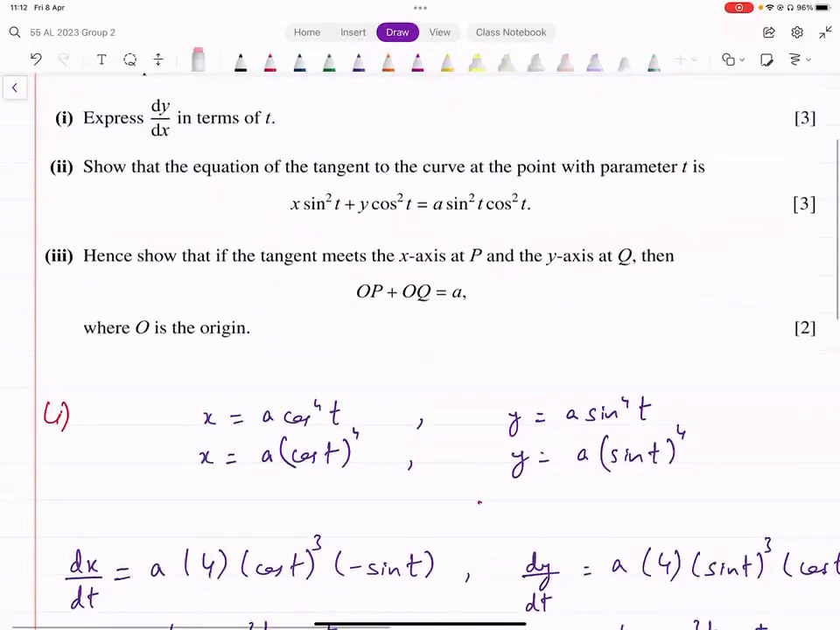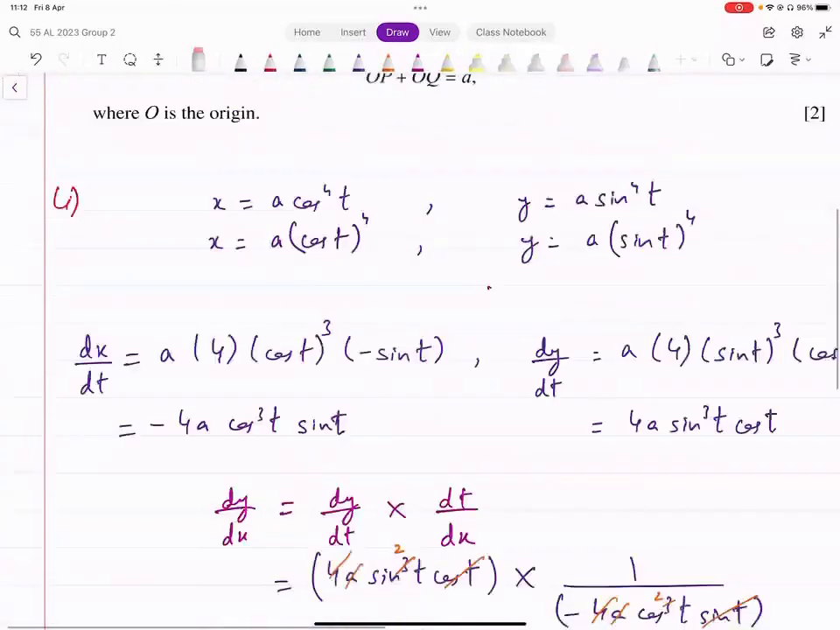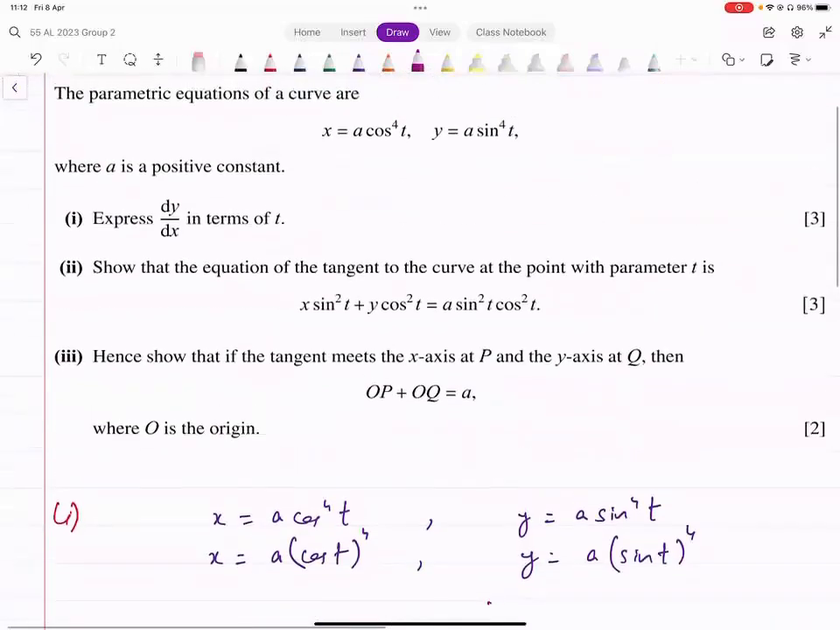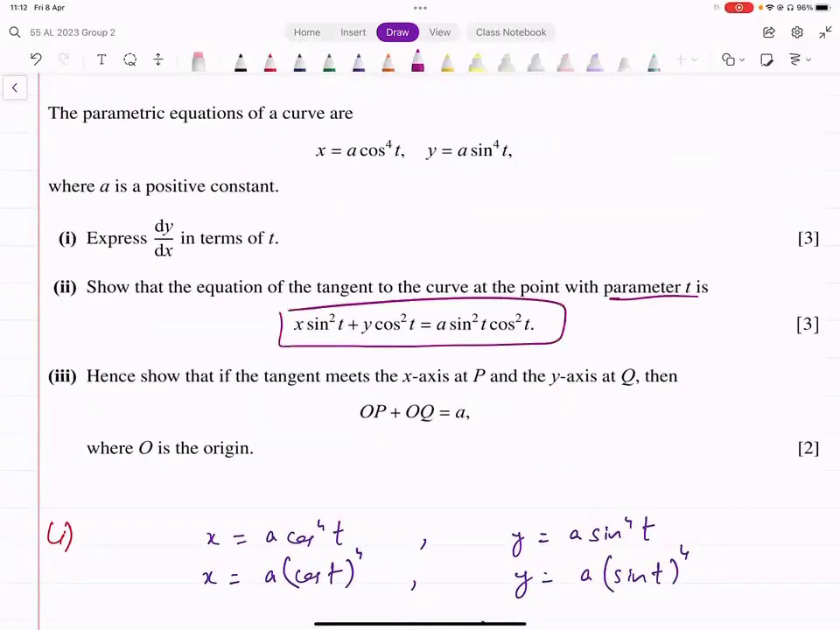Okay, now the second part says, this was 3 marks, which is quite a lot of work for 3 marks, but this is paper 3, you can expect that. ऐसे होता है इसमें. Show that the equation of the tangent to the curve at the point with parameter t is this. Tangent की equation चाहिए. With parameter t, मतलब t की terms में आपके पास सारा आएगा. t की कोई value नहीं बताई उसने specific. t की terms में आएगा जो भी आएगा.